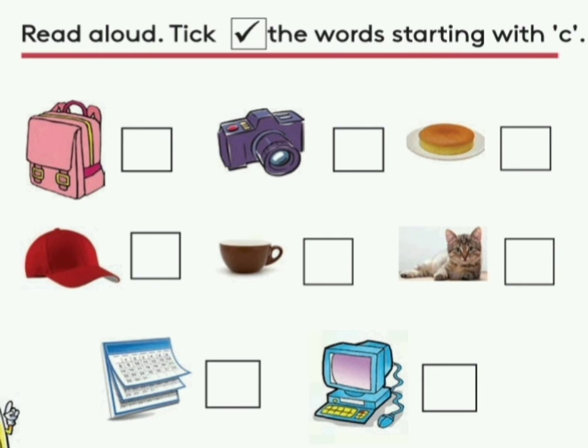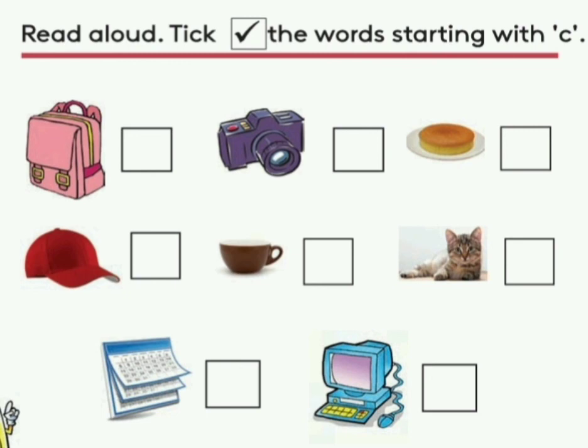And the fifth one is a cup. Brown color cup, right? C for cup. And the sixth picture is a cat. C for cat. And then the seventh one is a calendar. C for calendar. And the final picture is a computer given there. Computer also starts with letter C.